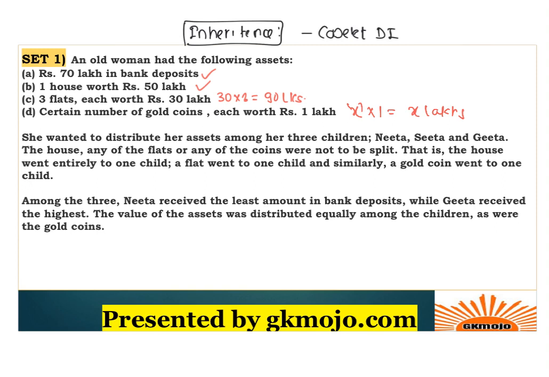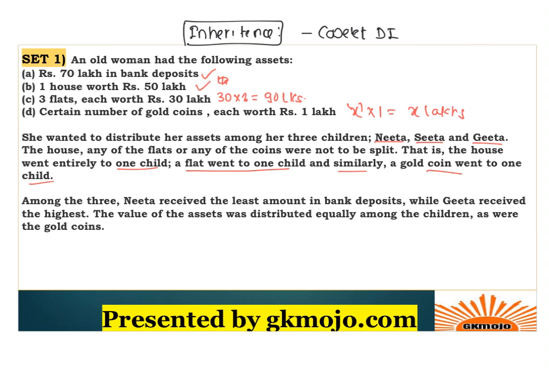She wanted to distribute her assets among her three children, Neeta, Sita and Geeta. The house, any of the flats or any of the coins were not to be split. That is, the house went entirely to one child, a flat went entirely to one child, and similarly a gold coin went entirely to one child. Obviously this makes sense. The house cannot be split into half; it has to completely go to only one child. Even the flats cannot be split as half, and one flat has to go to one child itself. Even the gold coins cannot be split into half. One coin will be allotted to one child itself. So only whole numbers will be allotted to each of the children.